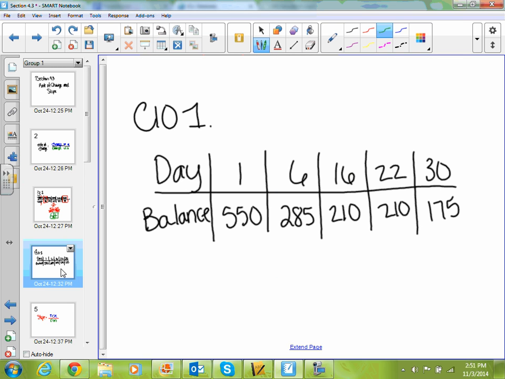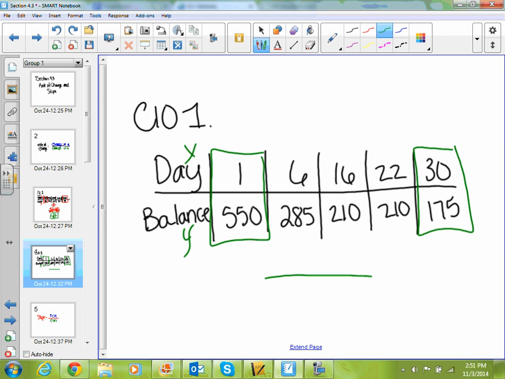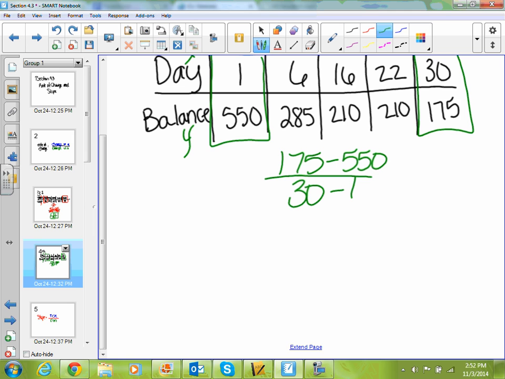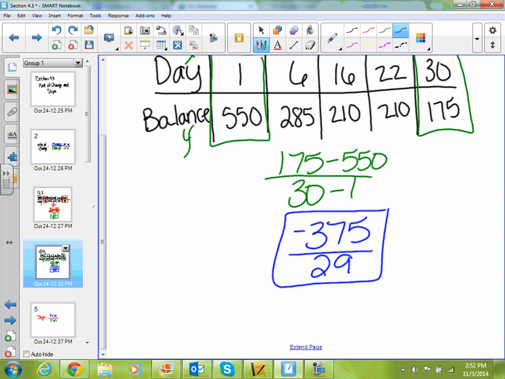So you always take your first numbers and your last numbers. Y's first. Okay, so what's 175 minus 550? Anybody? Negative 400 something. 375. Okay, so negative 375, and 30 minus 1 is 29. Perfect. So my rate of change is negative 375 over 29.